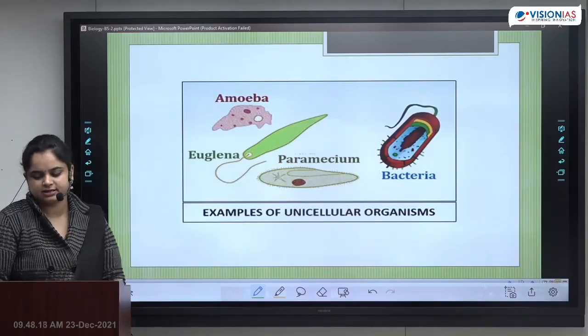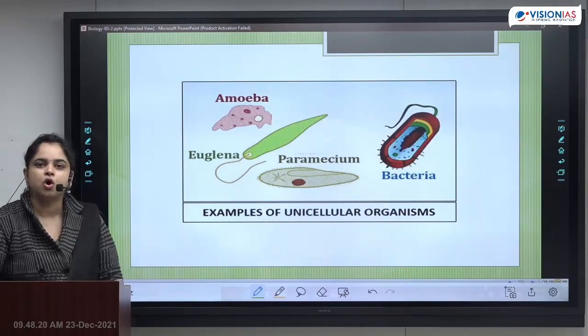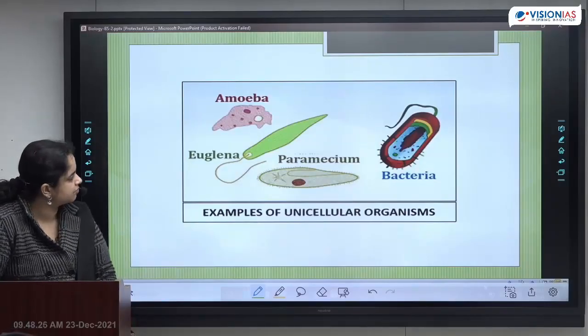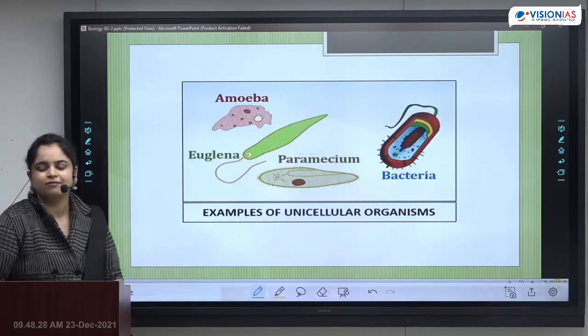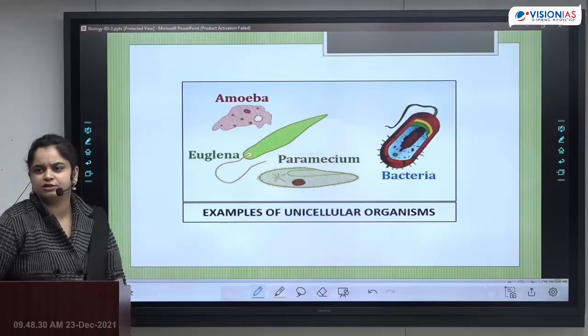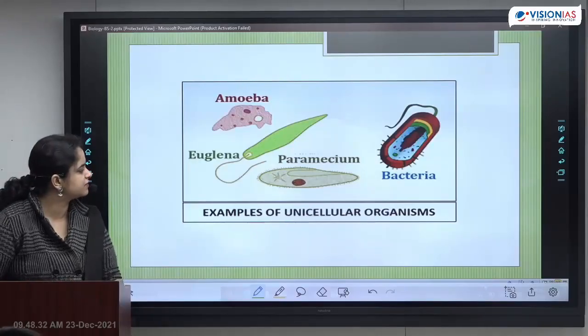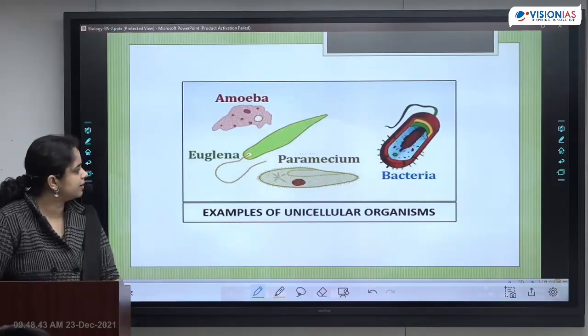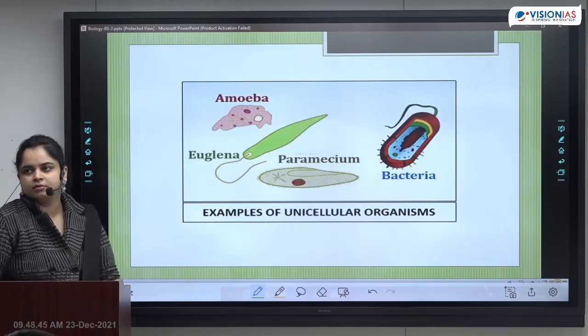Only a single cell which performs all life processes. Then you can write some of these examples. We don't have to go into the details of these organisms, but as examples of single cellular organisms, we should know them. So you have amoeba, euglena, paramecium, bacteria.